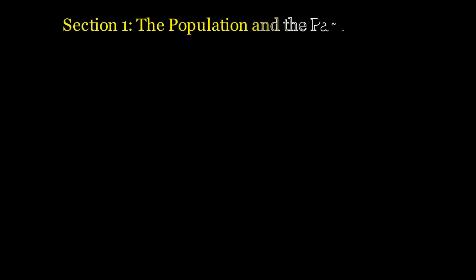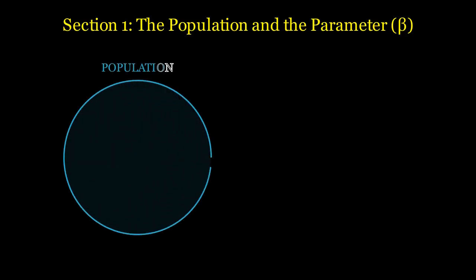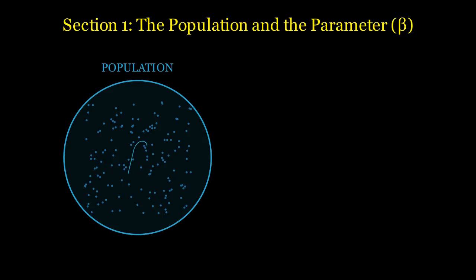Section 1. The population and the parameter, beta. Imagine the entire world as a set of data points. A parameter is a fixed numerical value that describes a characteristic of an entire population. In a linear model, beta represents the true relationship between variables.